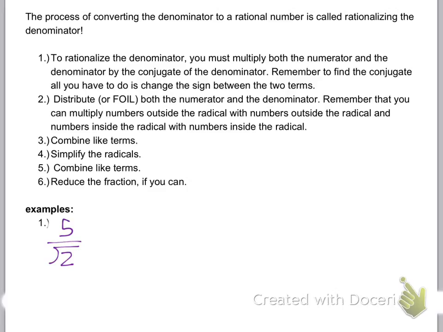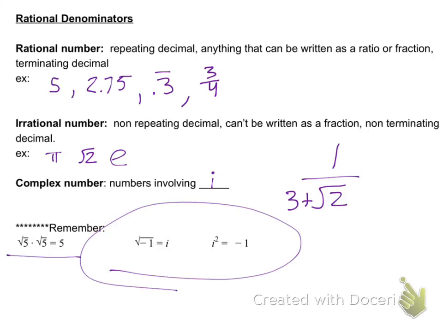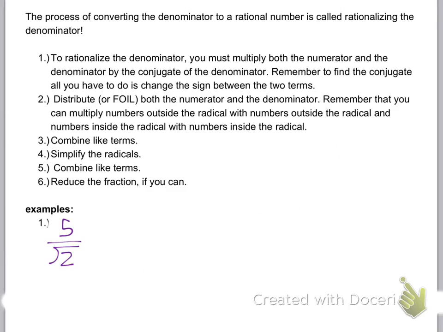Remember, to find the conjugate, all you have to do is change the sign between the terms. Like the problem we did before, it was 3 plus the square root of 2. Its conjugate would be the opposite sign in the middle, so it would be 3 minus the square root of 2. Okay, let's go back. And all you do is multiply that to the top and bottom.